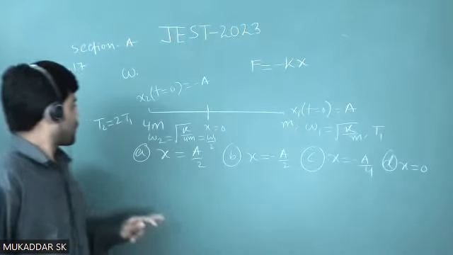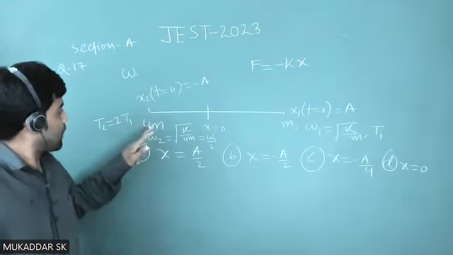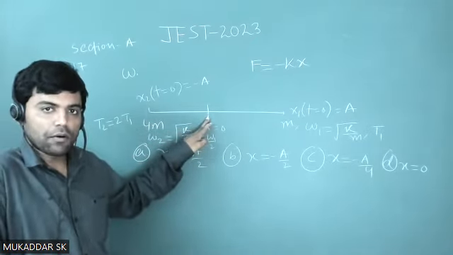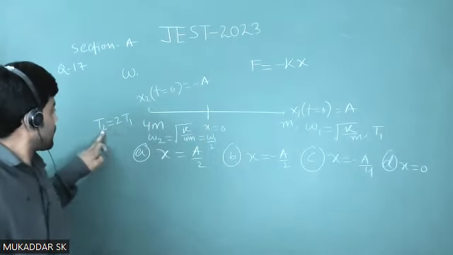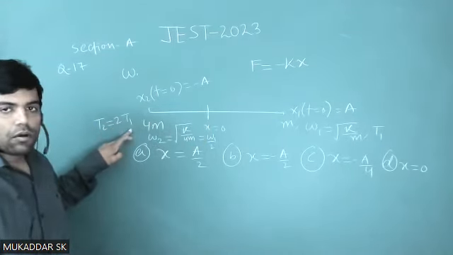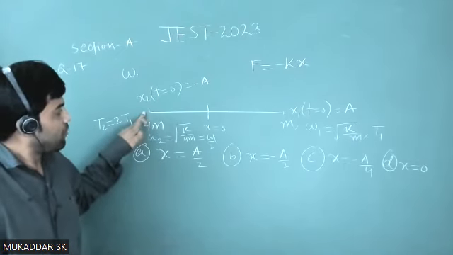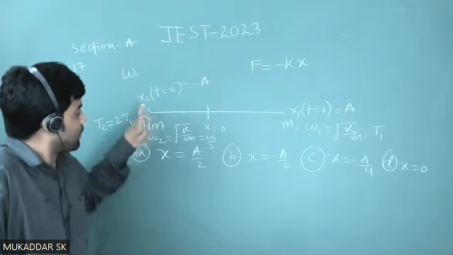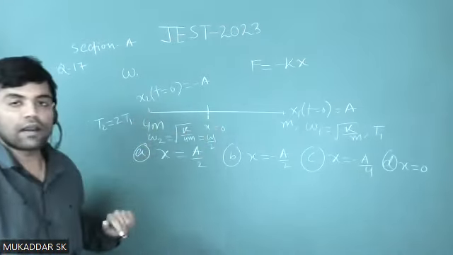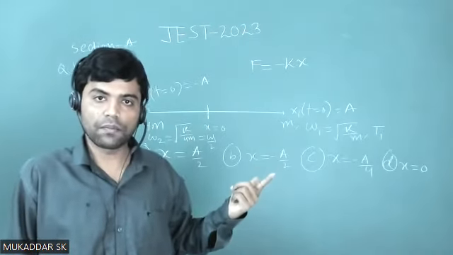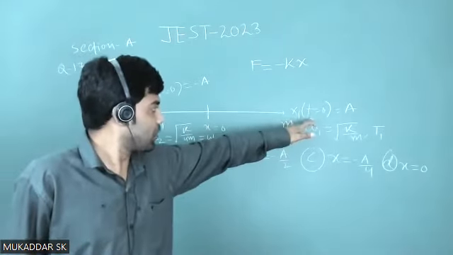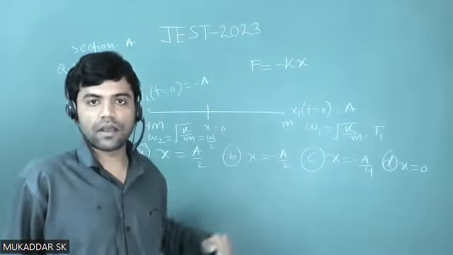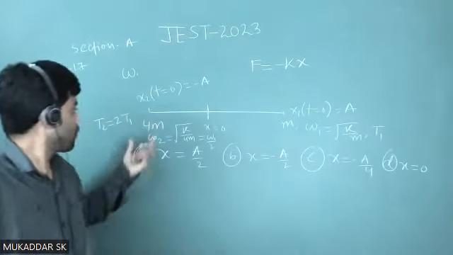But the time required for the 4m mass to reach from here to here will be t2 by 4, and you know that t2 is nothing but twice t1. It means it will take much more time to reach the mean position from the negative extreme position. It will take t1 by 2 time. On the other hand, it will be only t1 by 4 for the other one. It means this motion of the m mass is very fast as compared to the 4m mass.